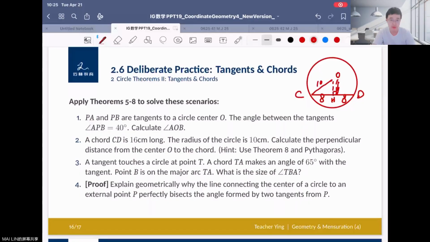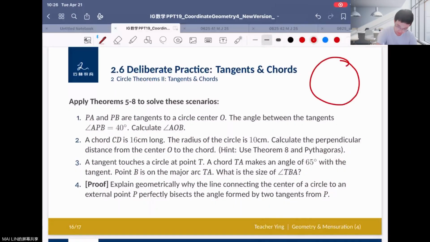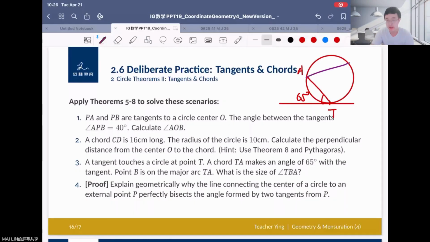The third problem is that a tangent touches a circle at point T. We can draw the graph. A tangent touches a circle at point T, and a chord TA makes an angle of 65 degrees with the tangent. Here is A, 65 degrees, and find the angle. Here angle ATL, maybe here is L, equals 65 degrees. This is the rule we said before. So this is 65 degrees.